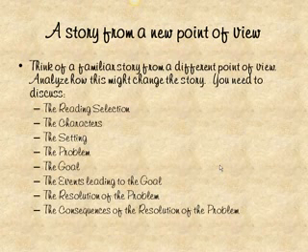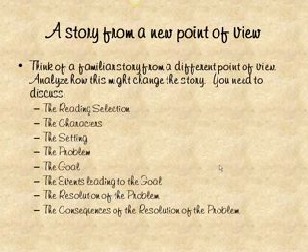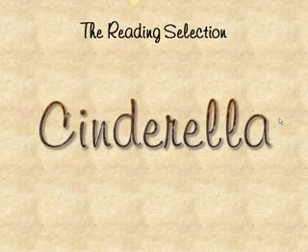In doing this, you need to discuss the original reading selection, which would be the reading selection that is familiar to most people, the characters in your story, the setting, the problem, the goal, the events leading to the goal, the resolution of the problem, and the consequences of the resolution of the problem.